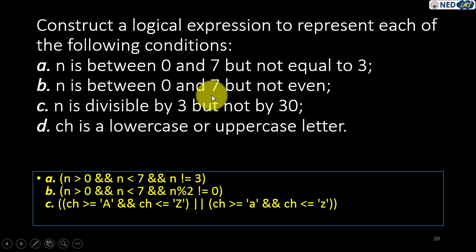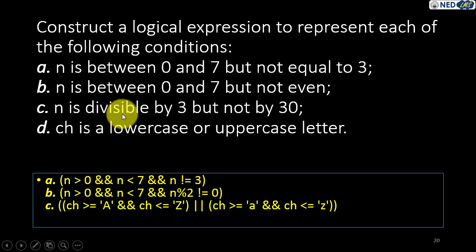N is between 0 and 7 but not even. So n percentage 2, or n remainder 2, not equal to 0. Okay. N is divisible by 3 but not by 30. I think I forgot to write that. N is divisible by 3 but not by 30.